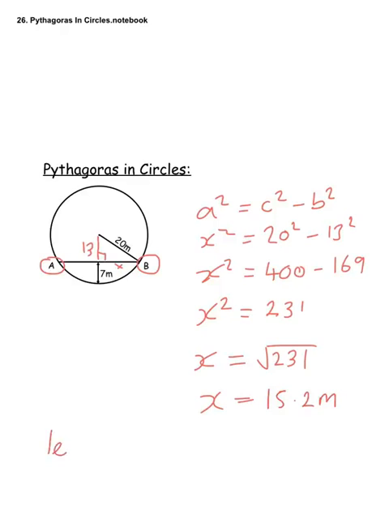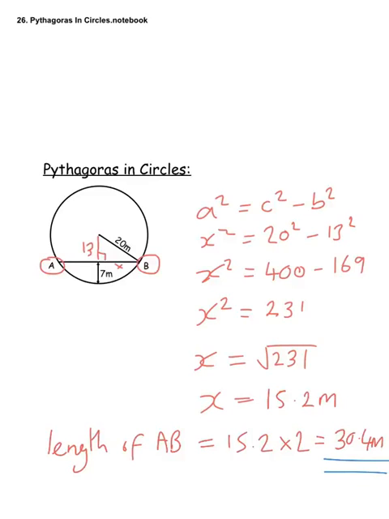So the length of AB is equal to 15.2, which is our x, times by 2, and our final answer is going to be 30.4 meters. That's the first variation of Pythagoras in circles. That would be the length of AB at the bottom there.